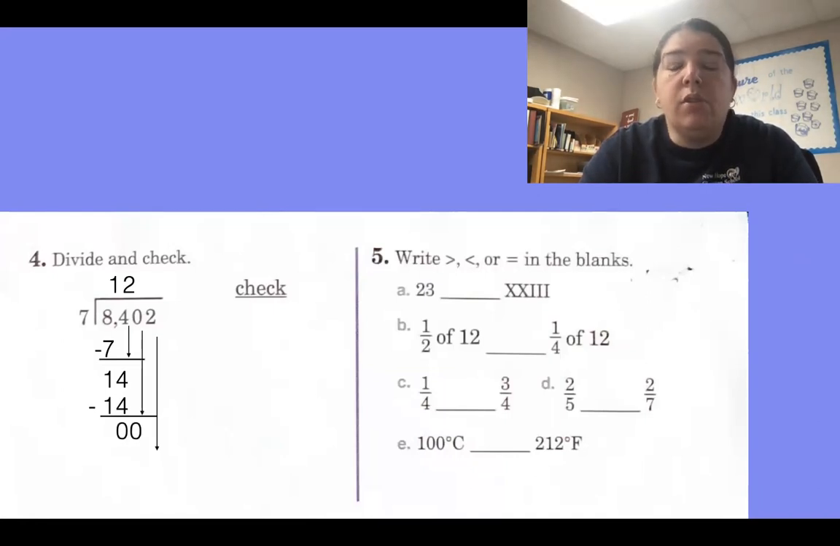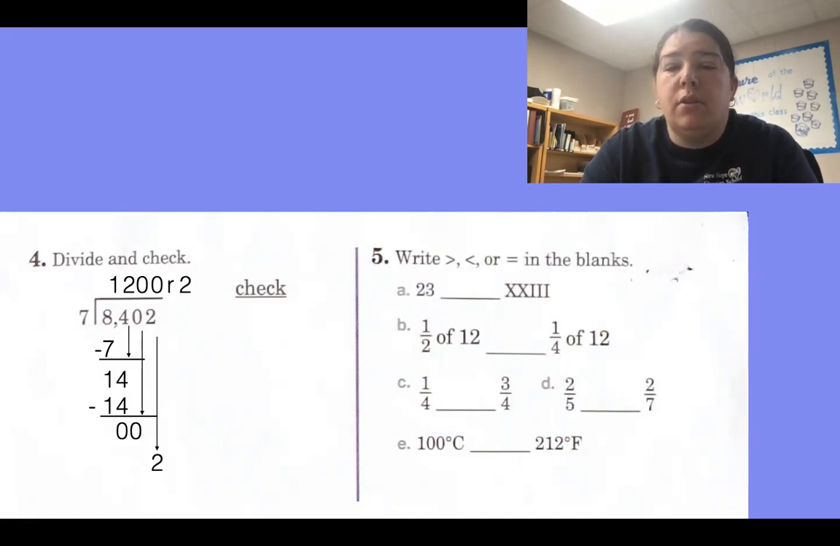Now, 0 divided by 7 equals 0. You must put that 0. Now, you can bring down the 2. 2 divided by 7 equals 0. Very good. And now you have a remainder because you have a leftover. 2 cannot be divided by 7. You have a leftover of 2. That is called your remainder.